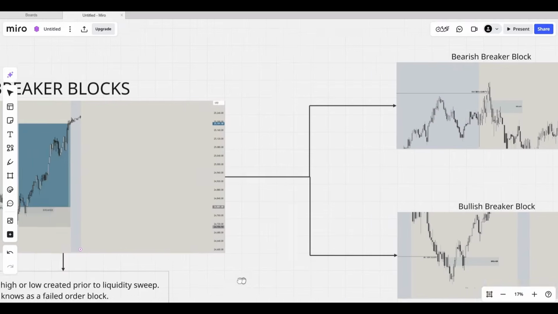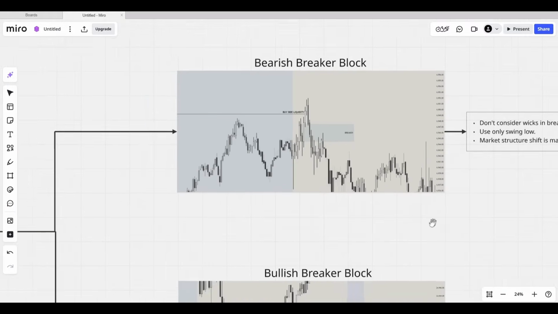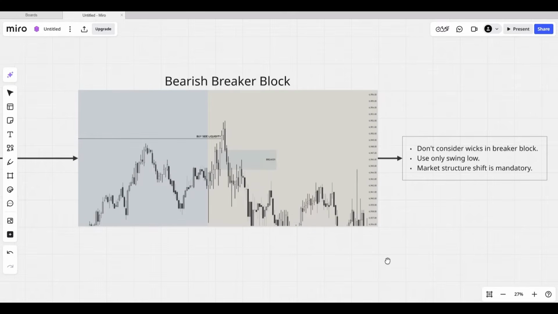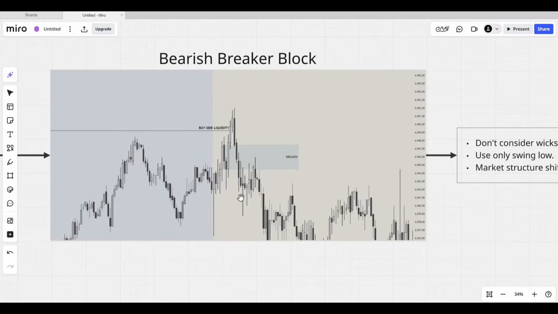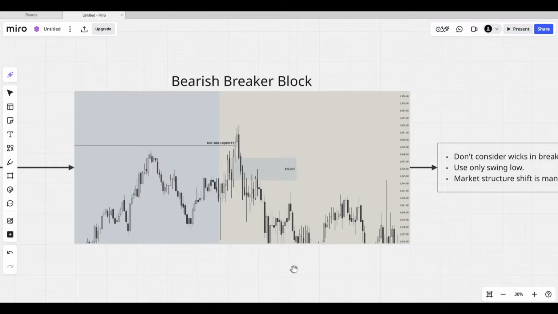Let's begin with an example of a bearish breaker block. In this scenario, liquidity is swept to the upside, and the low that was formed just before this sweep becomes the bearish breaker. When identifying the breaker, consider only the candle bodies, disregard the wicks entirely. Following the sweep, price typically retraces back into the breaker block before continuing downward toward the next area of liquidity.